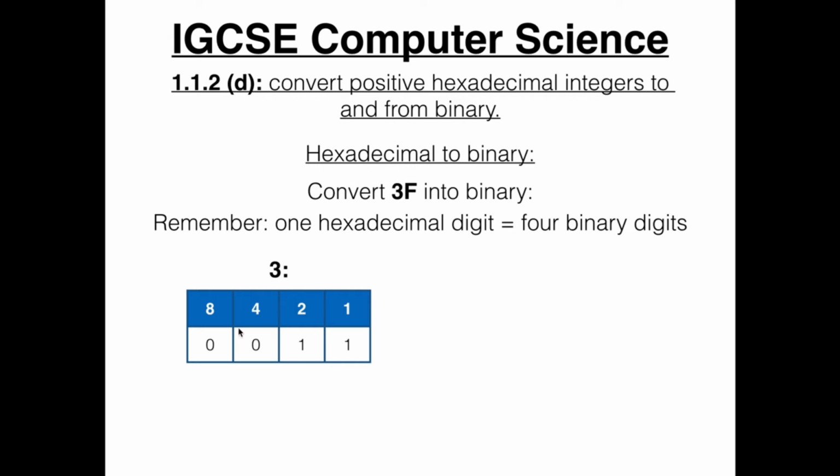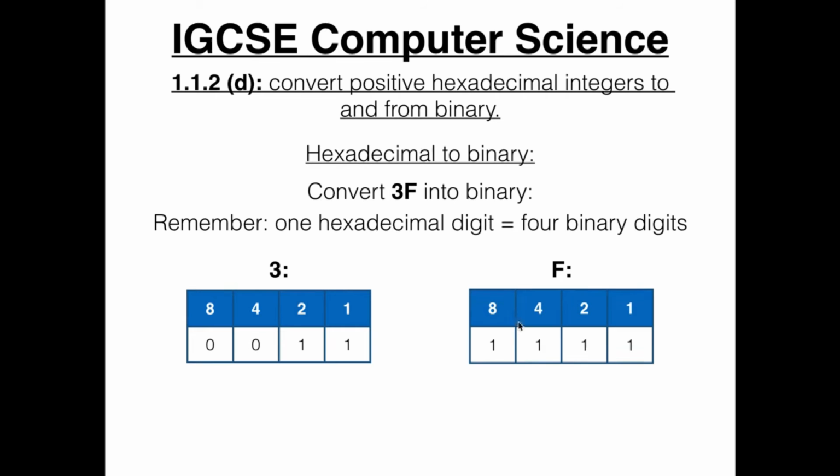So 3 represented like this. And of course, it's because we have 2 plus 1, which makes 3. And for F, remember that F is 15. So it's all of them, because 8 plus 4 plus 2 plus 1 makes 15, which of course is equal to F. So the answer is 0, 0, 1, 1, 1, 1, 1, 1.